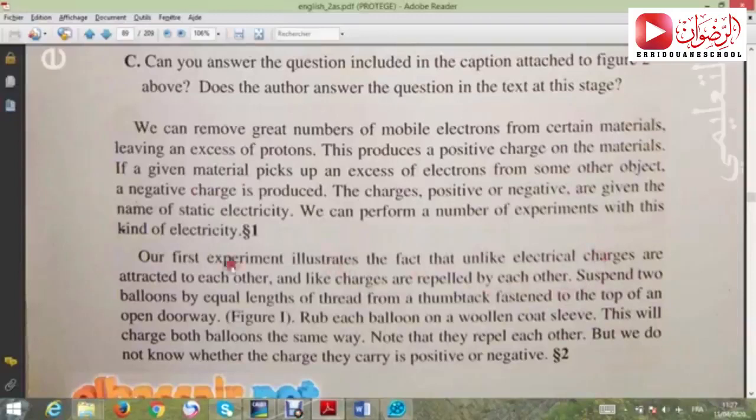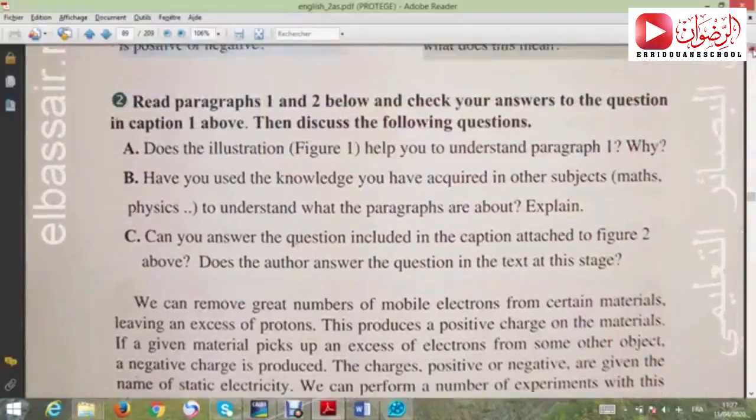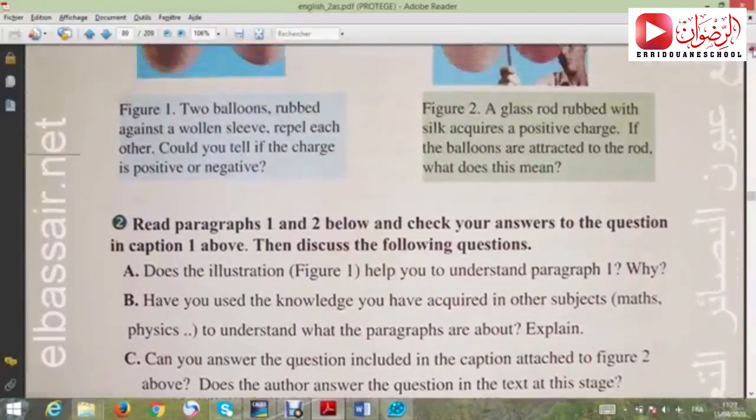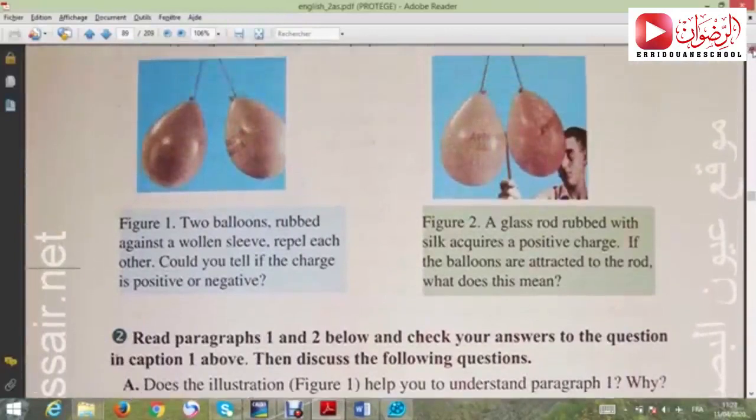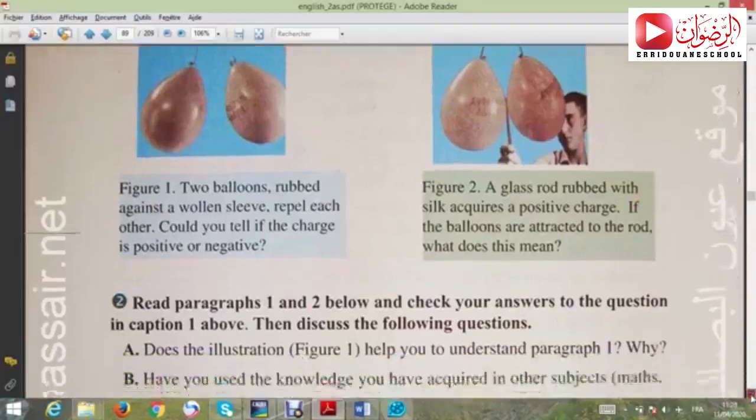Suspend two balloons by equal lengths of thread from a thumbtack fastened to the top of an open doorway, for example. Let's see figure 1. As you see here, in figure 1 there are two balloons fastened with a thumbtack to the doorway. Here there is a string, and a thumbtack holding these two balloons at equal level. What is going to happen? Let's see.